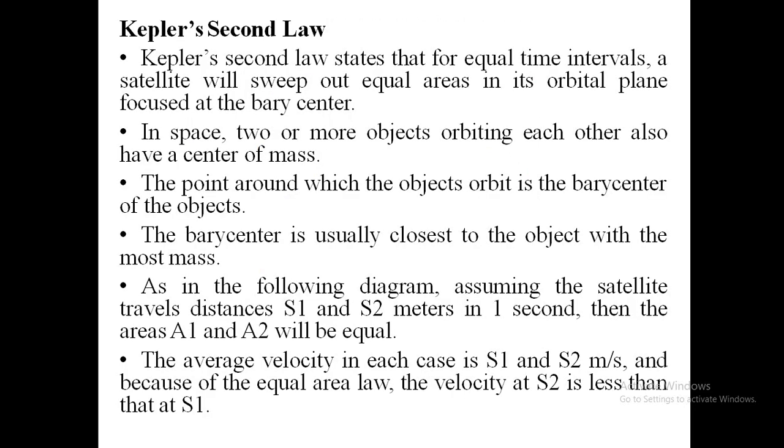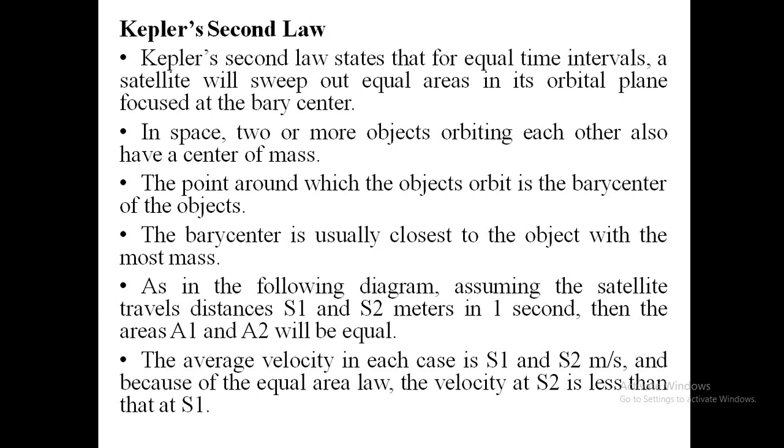Kepler's second law. Kepler's second law states that for equal time intervals, a satellite will sweep out equal areas in its orbital plane focused at the barycenter. We have to know what a barycenter is. In space, two or more objects orbiting each other have a center of mass, and the point around which these objects orbit is called the barycenter of the objects.